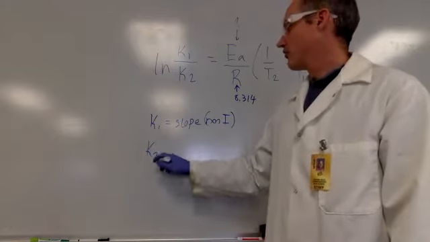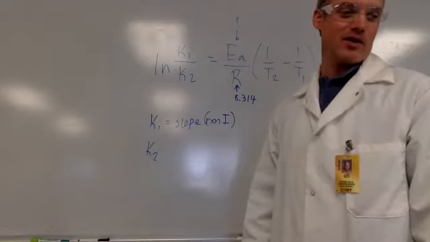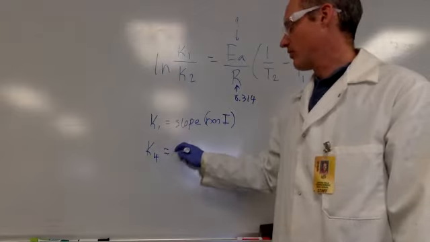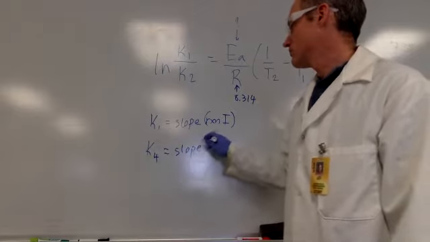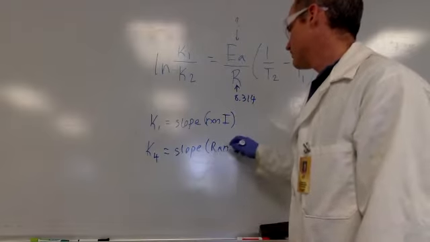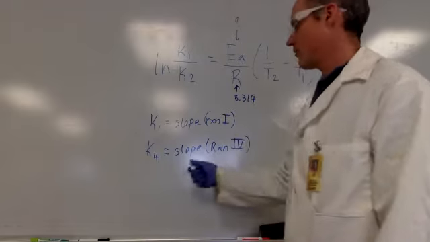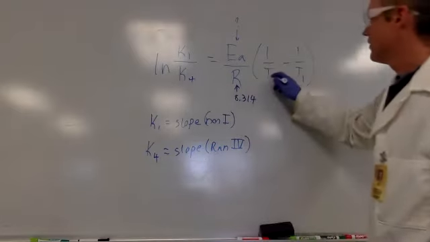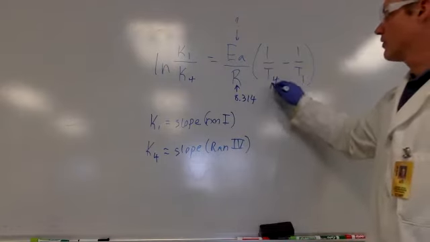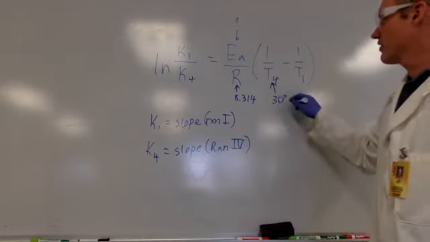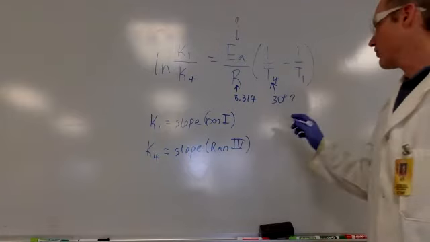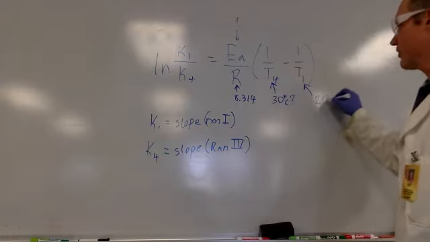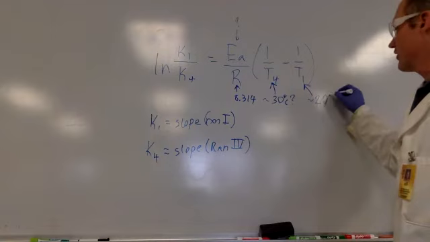And then K2. Oh, wait, it has to be K4. It has to be, because that's the only one that has a different temperature. It has to be K4. That should have been 30 degrees. I don't remember exactly what it is, but it was around 30 degrees. And the first one was around 20 degrees.